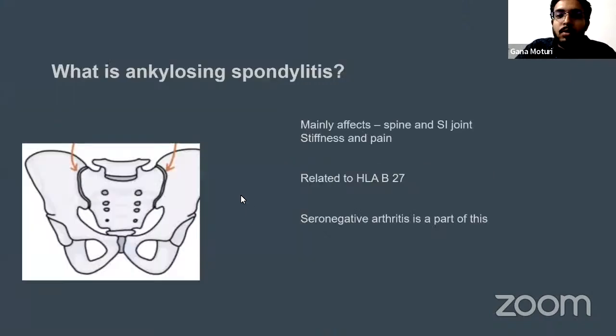So first, I'll tell you what ankylosing spondylitis is. Ankylosing spondylitis is an inflammation which affects your spine and the sacroiliac joint. The sacroiliac joint is demonstrated in the image with the arrows. So it will involve the spine and the sacroiliac joint, which will lead to stiffness and pain. It is usually related to HLA-B27. Seronegative arthritis is also part of this. This ankylosing spondylitis is part of a group of disorders known as spondyloarthritis.